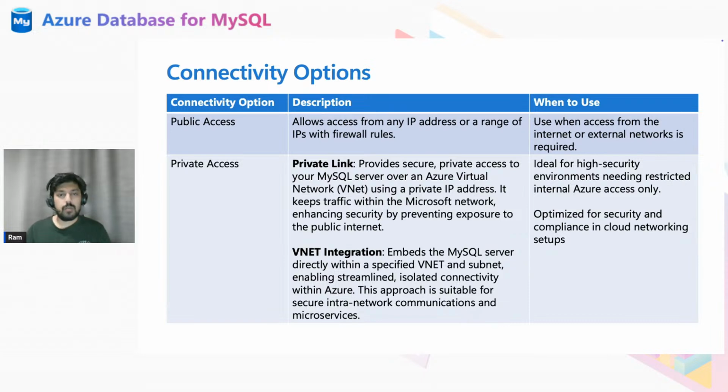The second option that we provide for private access is VNet integration, in which you directly provide the VNet and subnet, and then the MySQL server is part of that subnet. You would have to delegate that subnet to flexible servers so that it's used for the sole purpose of flexible servers. You have to do that before you choose this option. This is also useful for intra-network communications, and if you have VNet peering, then this works as well.